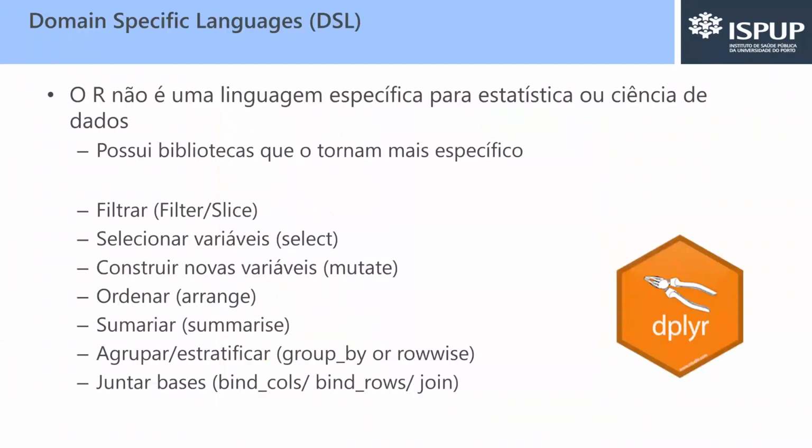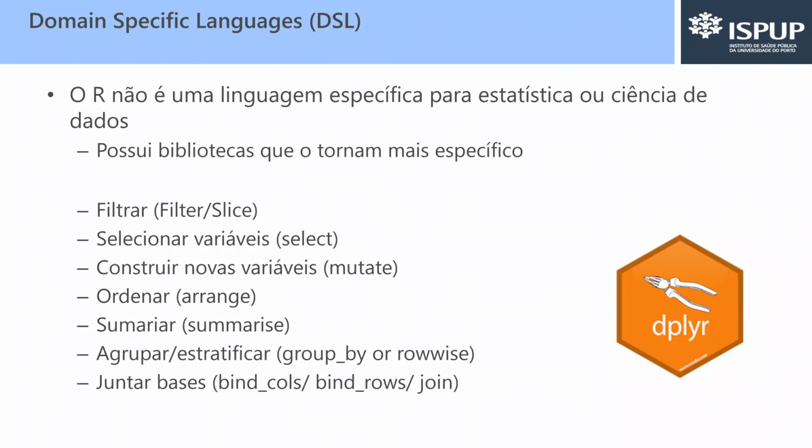Our cleaning is usually about some operations, and dplyr, for example, has a command for each of these operations. Usually we want to select rows, or observations, or select variables, or columns. We want to construct variables, so we use mutate. If you want to rank the variables in some order, use arrange. We want to summarize, that is the idea of statistics, so we use the summarize command. You can do stratified analysis using group_by or rowwise. And if you want to connect a lot of data sets, you can use bind_cols, bind_rows, join, and so on. So this package is a kind of summary that tries to simplify R.